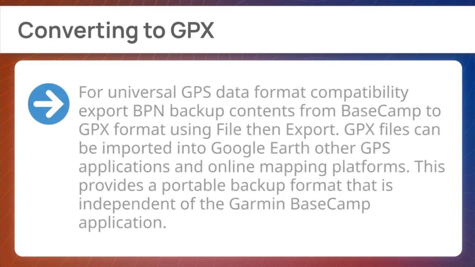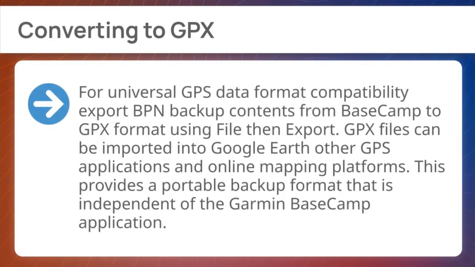Finally, converting to GPX. For universal GPS data format compatibility, export BPN backup contents from BaseCamp to GPX format using File then Export. GPX files can be imported into Google Earth, other GPS applications, and online mapping platforms. This provides a portable backup format that is independent of the Garmin BaseCamp application.